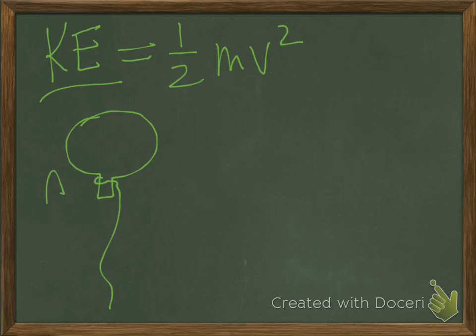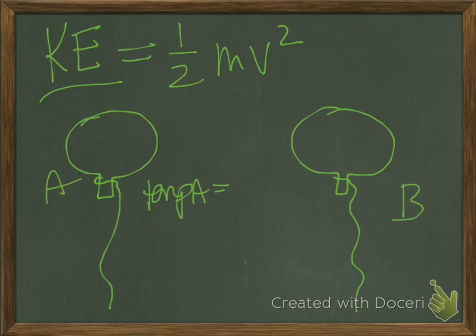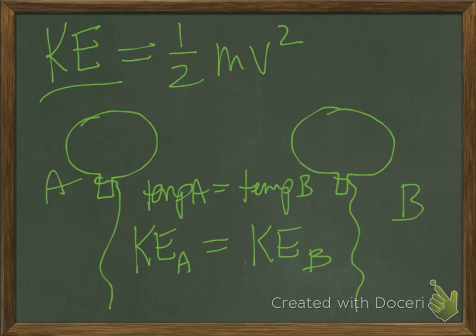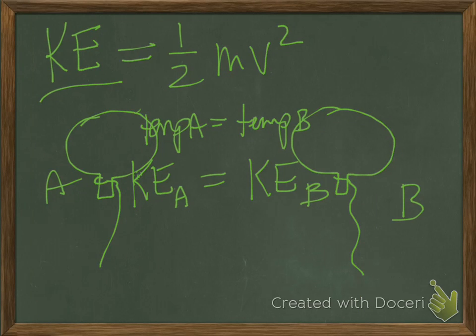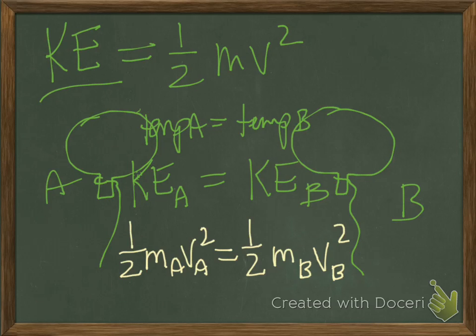There's balloon A. And balloon B. If these two balloons are at the same temperature, so if temp A is equal to temp B, then guess what else is equal? Kinetic energy. KE A equals KE B. Fantastic. Okay, so if the kinetic energies are equal, what else is equal? Temperature. Okay, so if the temperatures are equal, the kinetic energies are equal.